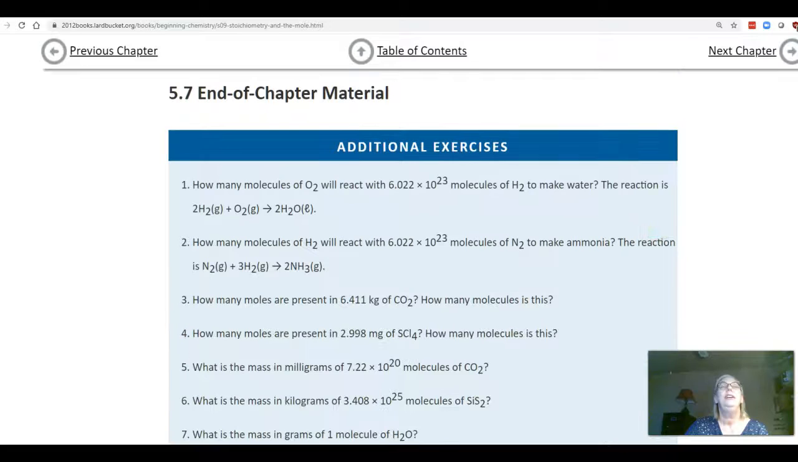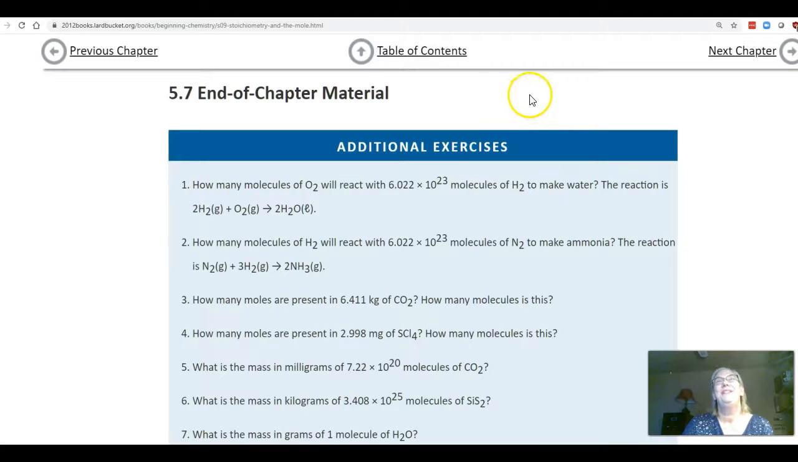So here's the end of chapter material. Here's your homework that we're going to be doing. It's going to take you a while, so don't put this off till the last minute before it's due for homework. Take your time and ask me questions, as many questions as you have, and we'll get you going on this.